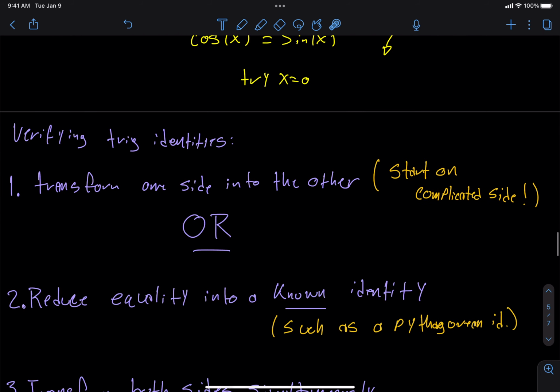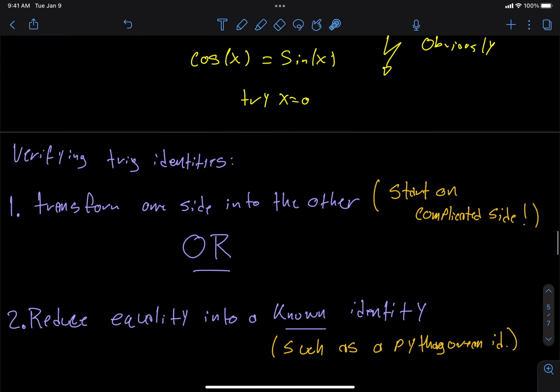Way number two is to reduce. And as we reduce, reduce, reduce, finally we achieve something like sine squared of x plus cosine squared of x is equal to one. And we say, aha, I know that this is true because this is a known trigonometric identity already. So you take an unknown trigonometric identity and you reduce it into a known identity like a Pythagorean identity or a reciprocal identity or something like that. Okay, so that's way number two.